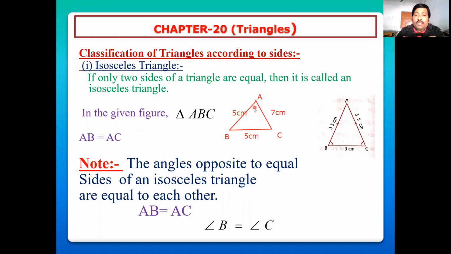Okay. In the case of this triangle, AB is equal to BC. Which angle is opposite to AB? Angle C is opposite to AB, and BC is opposite to angle A. In this case, angle A is equal to angle C. Why is angle A equal to angle C? Because angle C is opposite to AB and angle A is opposite to side BC, and both AB and BC are equal. So angle A is equal to angle C.